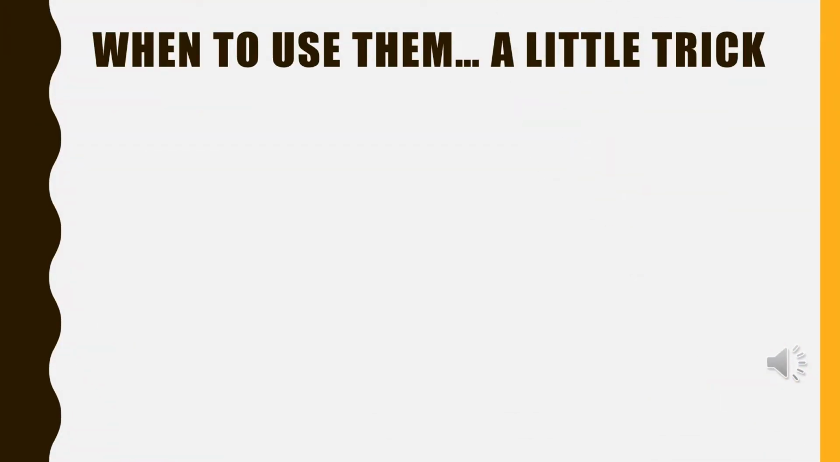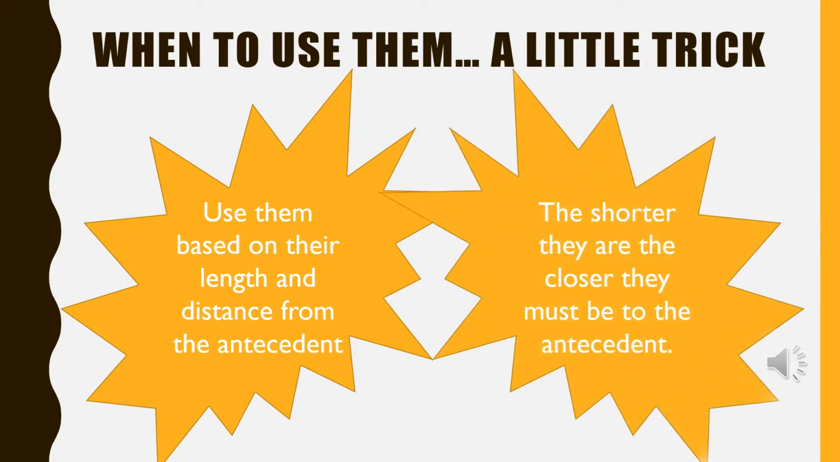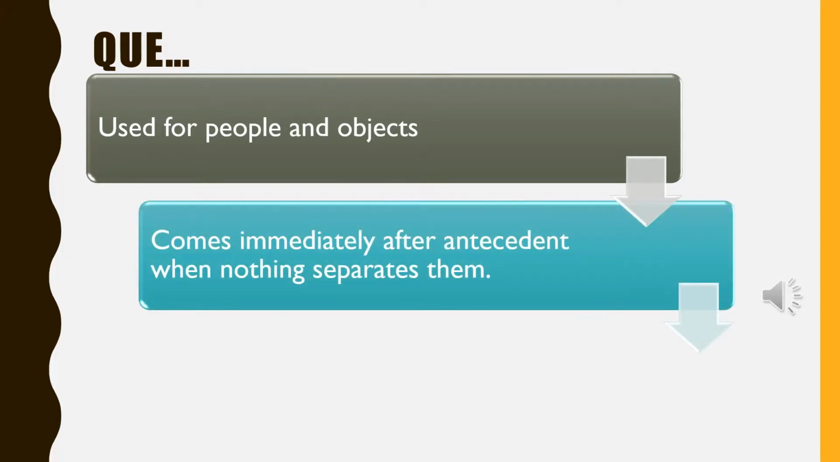There's a little trick to remembering when to use certain relative pronouns. We use them based on their length and their distance from the antecedent. The shorter they are, the closer they're going to need to be to the antecedent. Que is our shortest relative pronoun, so it's going to come closest to our antecedent. We can use que to talk about people and objects. Because que is short, it comes immediately after our antecedent when nothing separates them.